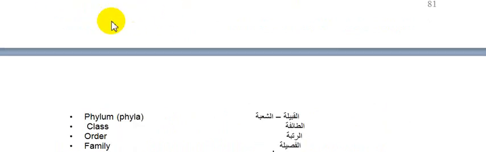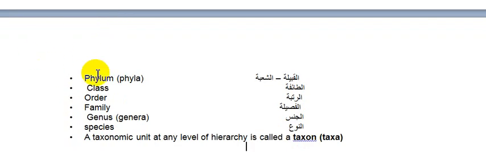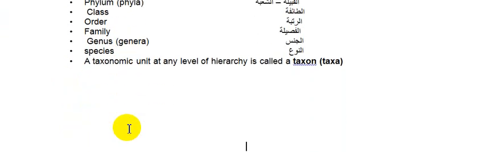The hierarchical system starts with domain. Then you have kingdom, phylum, class, order, family, and you may have superclass or subclass, and so on for the other levels, family, genus or genera, species, and you may also have subspecies and variants. The taxonomic unit at each level of the hierarchy is called a taxon or taxa.